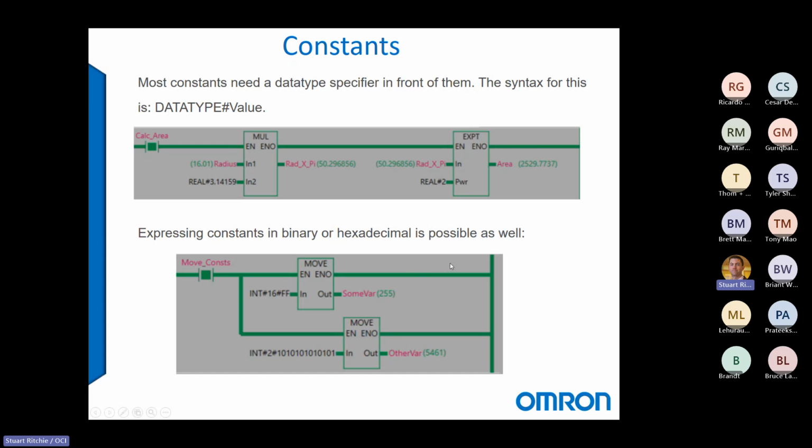Sometimes you might want to express a constant in binary or hexadecimal as well, and we can do that by specifying the data type, pound, the number base. This is 16, so hexadecimal in this case, and then the value specified in that number base. So sometimes you don't want to pull out Windows Calculator to figure out what the decimal equivalent of a binary number is. So you could actually enter it directly as a binary constant, and it will convert it for you, essentially. So that can be handy.